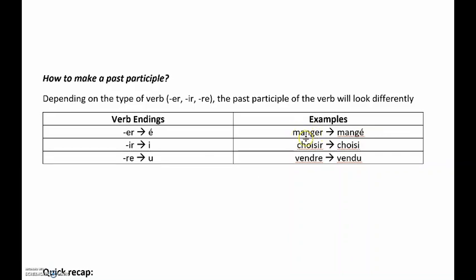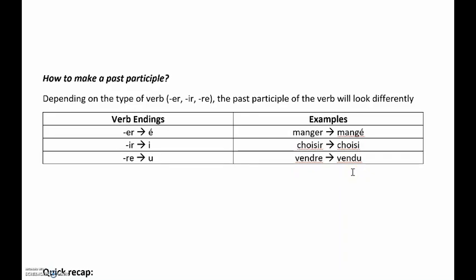Manger, spelt out like this, just means to eat, whereas this guy here, in its past participle form, means ate. Okay, so any regular ER verbs in their past participle form will change to E with an accent on the ending. If I'm dealing with an IR verb, that IR will just change to an I, such as choisir in my example over here. And then finally, if you're dealing with an RE verb, that RE at the end of the verb will change entirely to a U. So here I've got the verb vendre, which means to sell, and in its past participle form, to say sold, it changes to vendu with the U on the end.